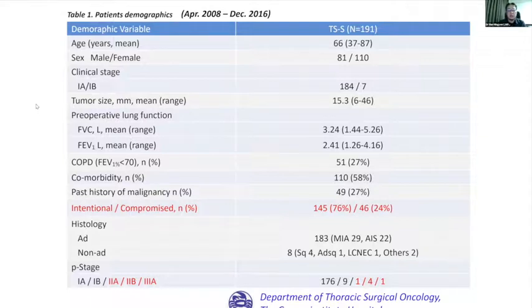This is the result of our segmentectomy cases from 2008 to 2016. We have 191 cases. In these cases, compromised indication was included in 24%, and almost all cases are adenocarcinoma. And upstaging was seen in 6 patients. These 6 patients were in the compromised indication group.